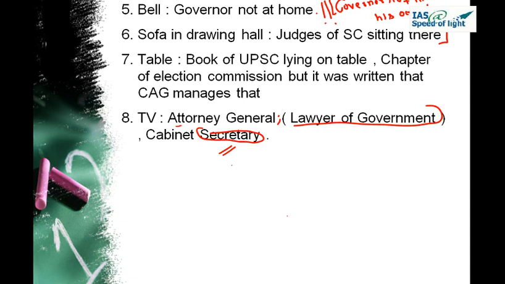Then inside house it was sofa, Supreme Court judges. Then the table it was the UPSC chairman, Chief Election Commissioner, and then it was the CAG. After CAG it was TV, so Attorney General of India. That is the lawyer of the government, and Cabinet Secretary.